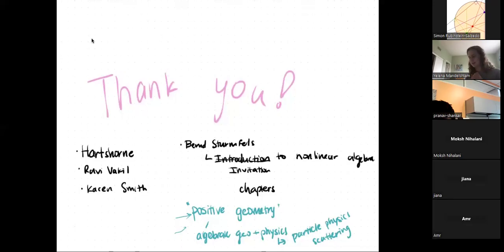So positive geometry is the keyword, and something that also plays a large role in this is combinatorics. Keywords: scattering amplitudes, combinatorics, algebraic geometry, positive geometry. If you Google these things, you'll see plenty of information about that.